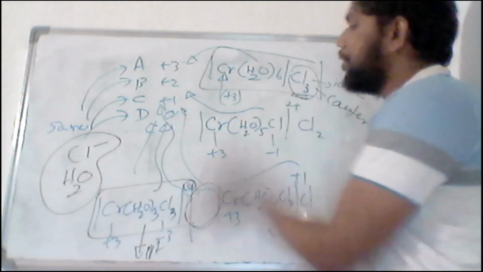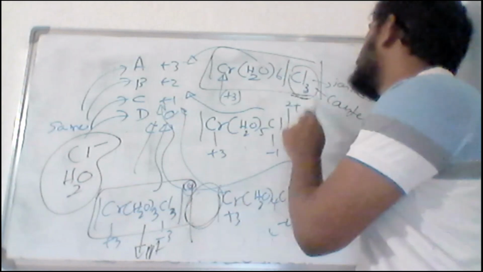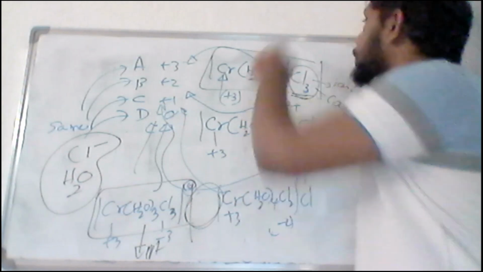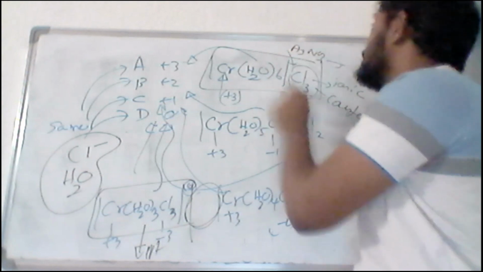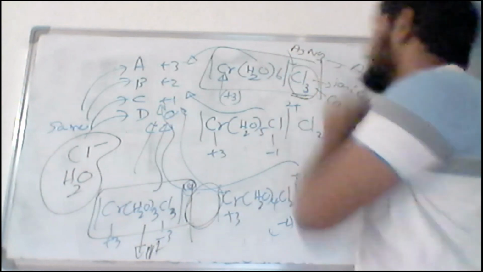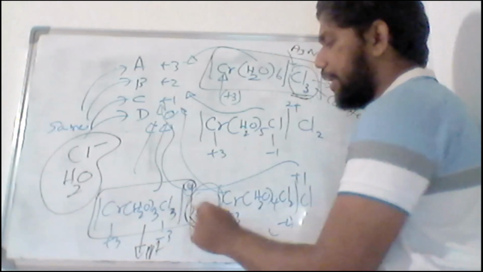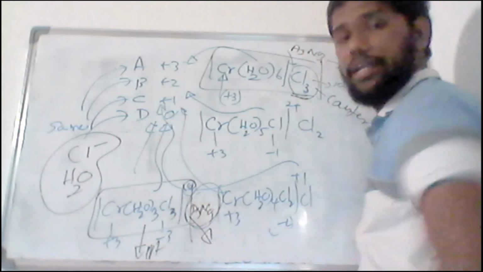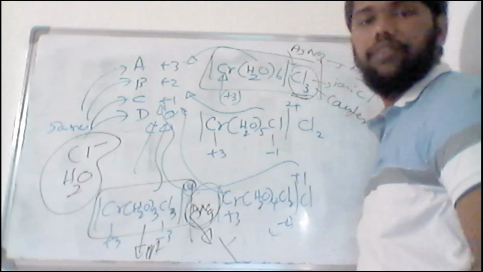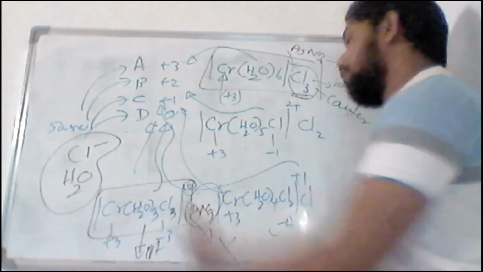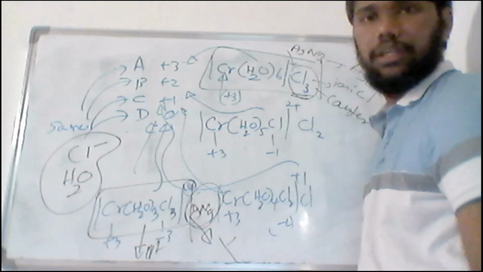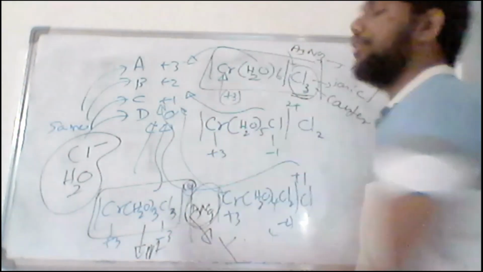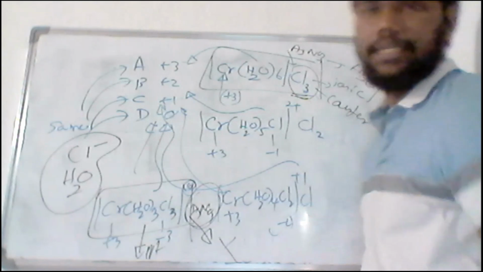So how to distinguish this? Since this has ionic chlorine, you can add silver nitrate solution to precipitate this ionic chlorine as AgCl. However, if you add AgNO3, silver nitrate, to this one, no precipitation will happen because there is no ionic chlorine present here in D. Okay, so that is the way that you can distinguish between A and D.